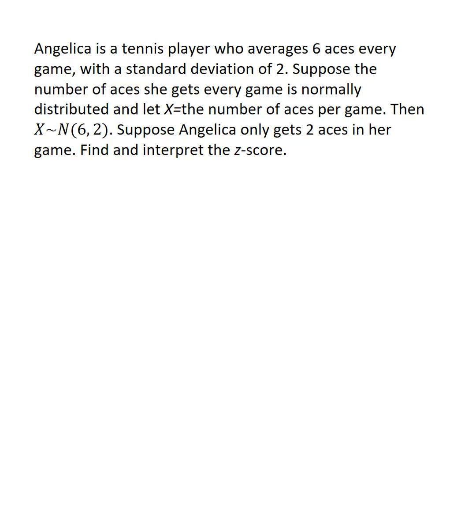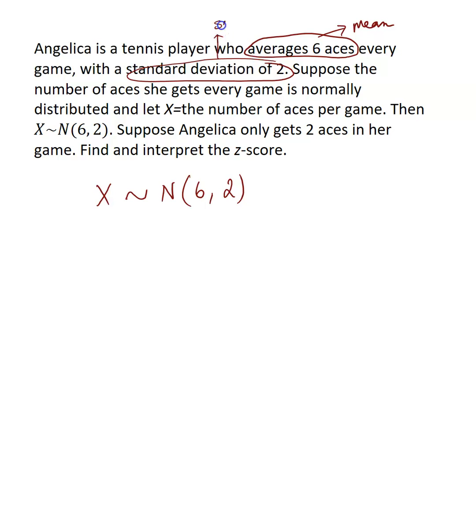Okay, so now let's collect the information we have. This is given to us. If not, we could still build it because average is 6 aces. That means that's the mean, with a standard deviation of 2. They made that very, very specific. Standard deviation, so can't miss that. And x represents the number of aces per game. So they want us to find the z-score when Angelica gets only 2 aces. So when the number of aces is 2, what happens?